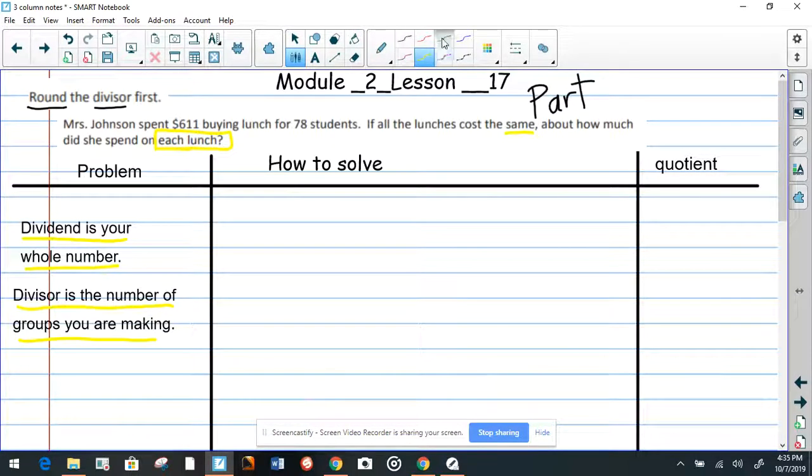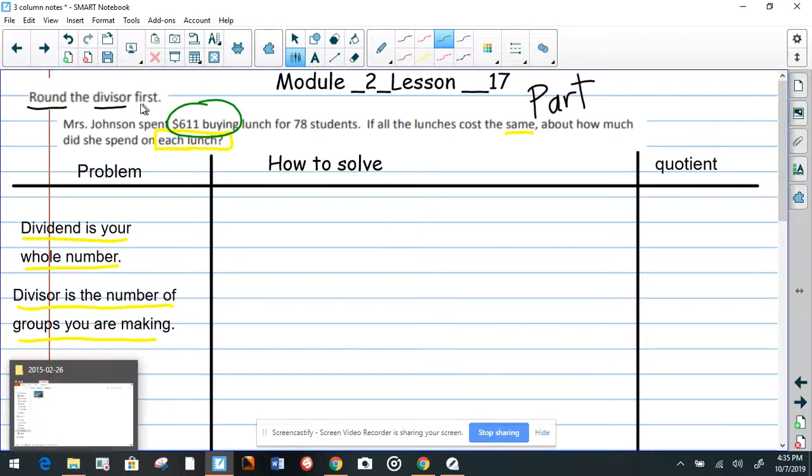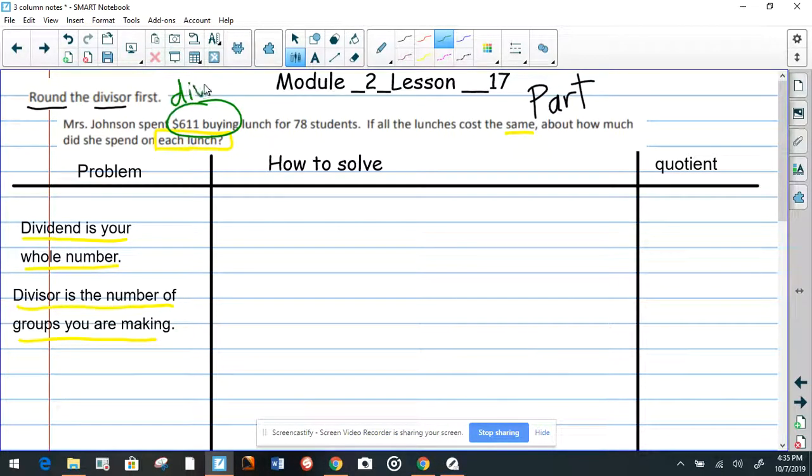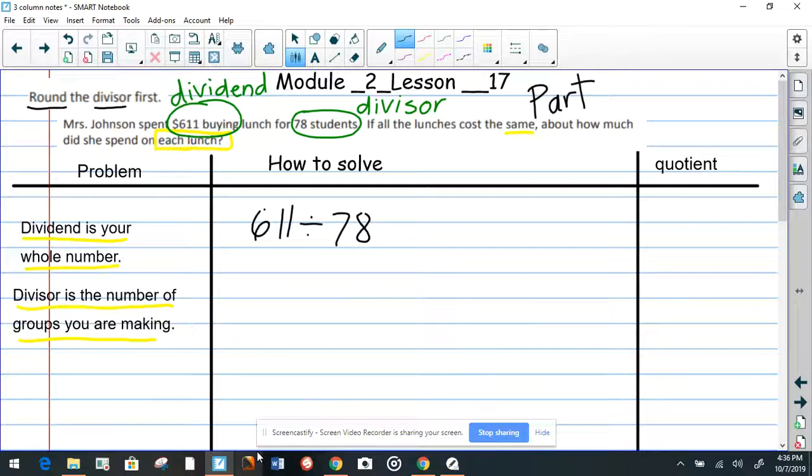All right, so let's look at what we have. We have a whole number, which is the total. That's the whole number. This is what you would call the dividend. And since we want to know the cost of each lunch, we're going to use this number right here, and this is called the divisor. Okay, now we have our divisions ready to go. This is $611 divided by 78. Okay, let's go.